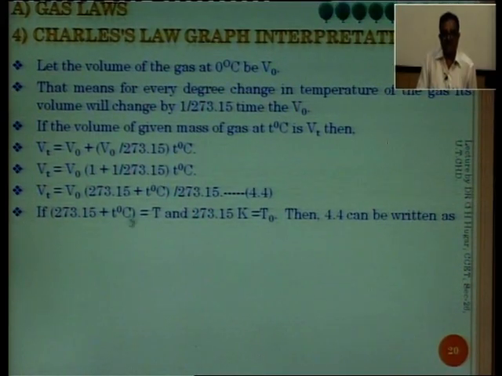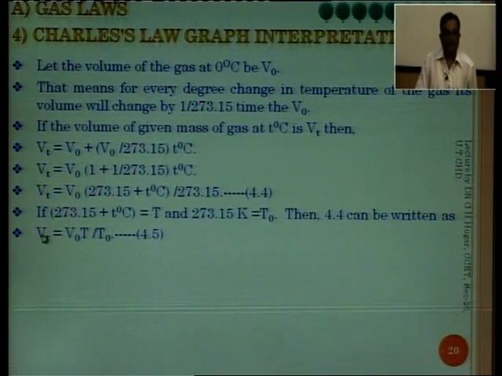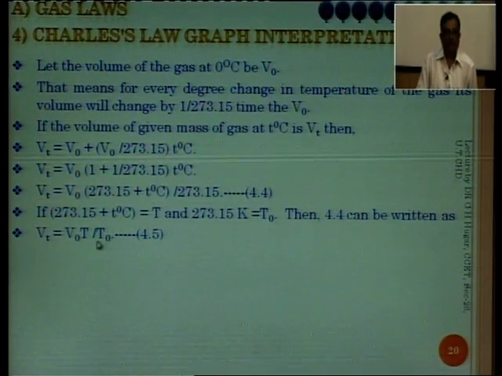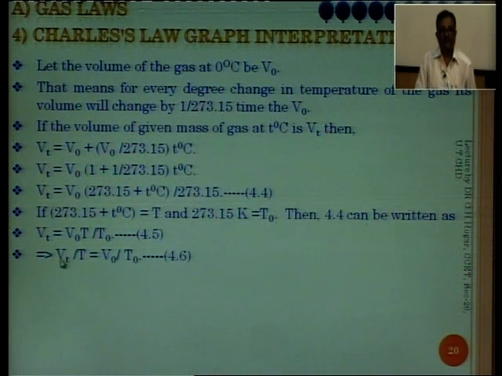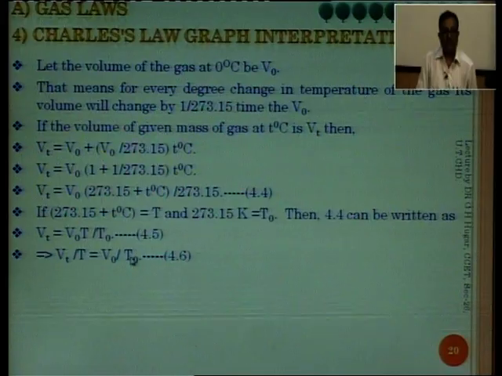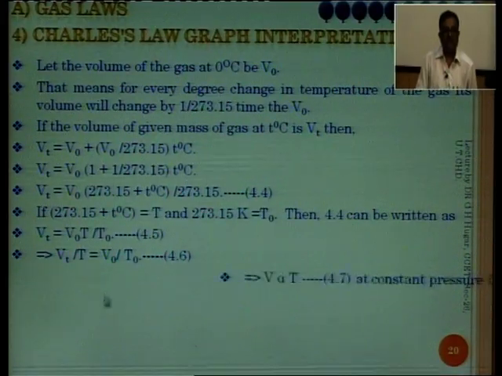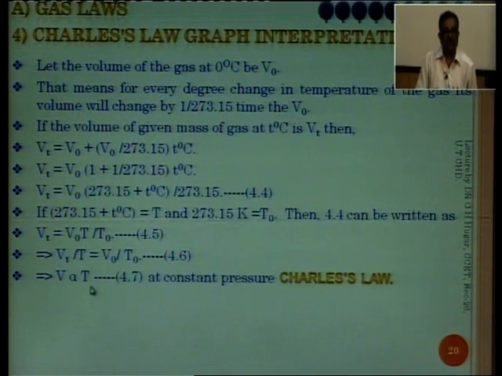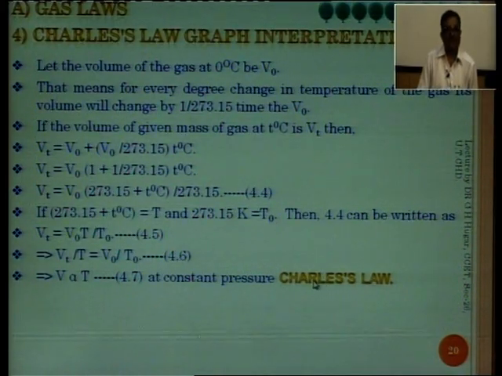This is mathematical simplification, and if I put this as capital T here, and 273 as T naught, meaning absolute 0 here, then this equation 4.4 will take the form V T is equal to V naught T divided by T naught, and further we can simplify this into V T divided by T must be equal to V naught divided by T naught. That means, V is proportional to T at constant pressure, which is the Charles law.